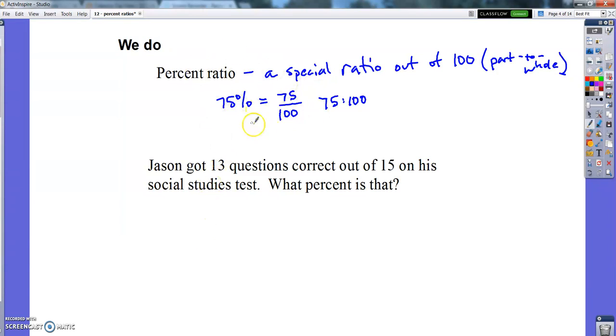And so that's the definition of a percent ratio. Let's do this one. So tests, that's a big percent one, right? Most of the time when you have a graded paper, it's a percent question. And now you'll know how to easily calculate your grade on anything if you know how to do a percent ratio. So let's take this one.